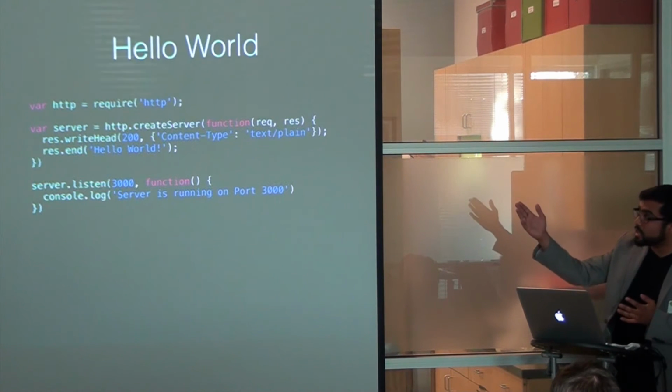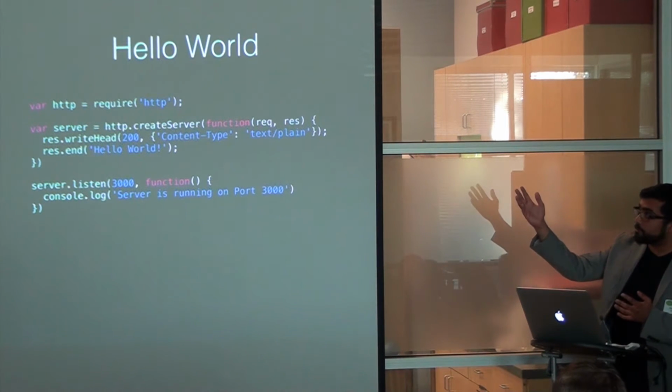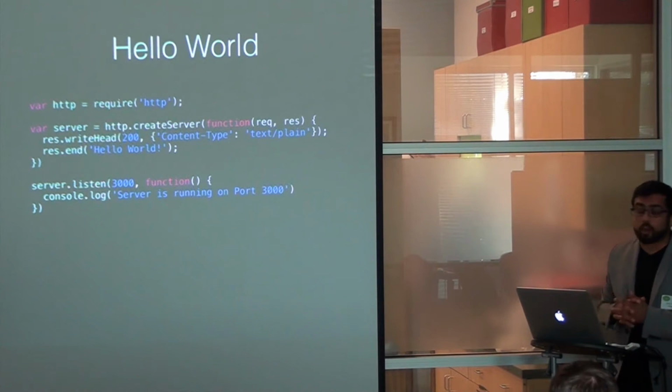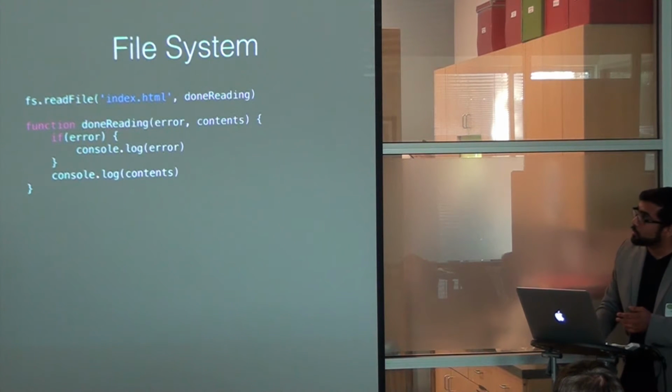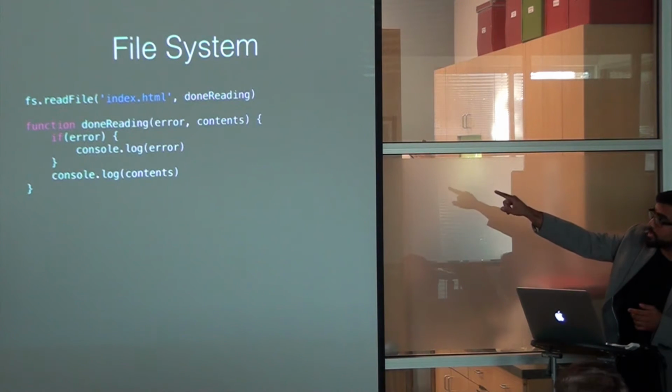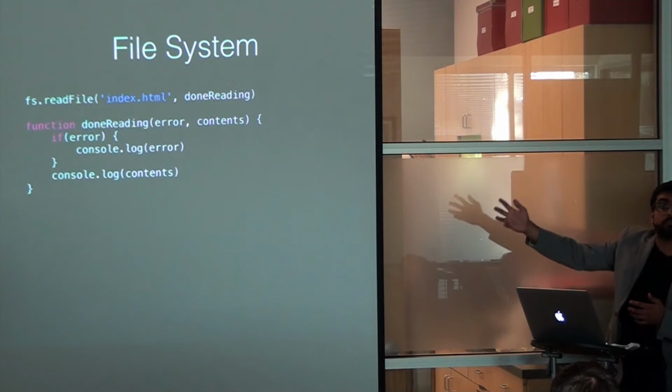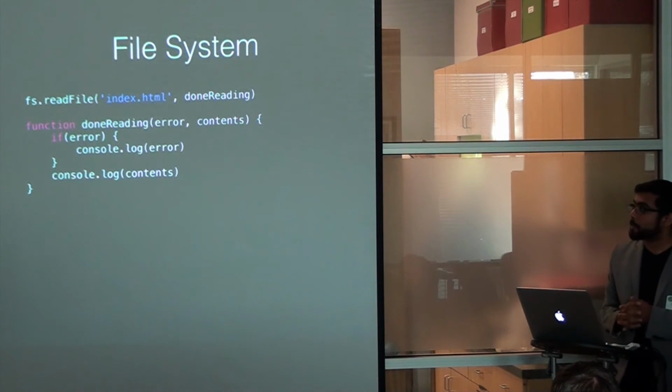In this case, the createServer function takes in one parameter, which is that callback function. And in another example here, we're passing two parameters, index.html and doneReading. Now doneReading actually is a function, a callback function.